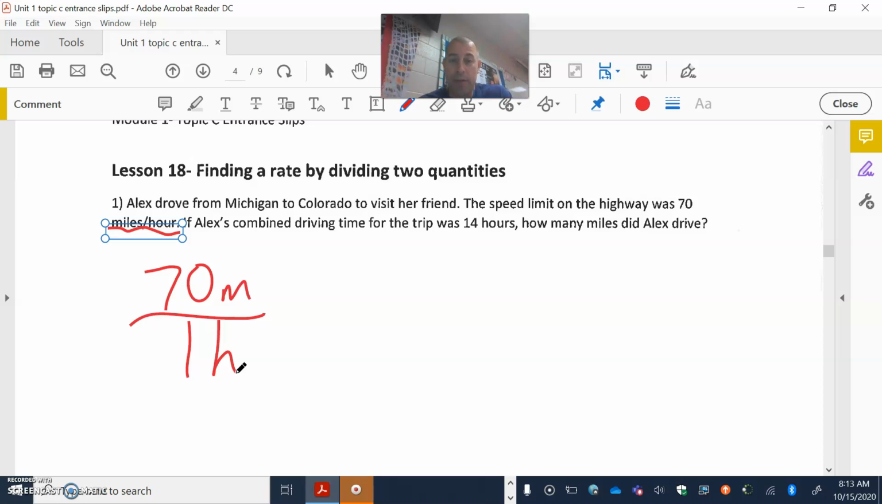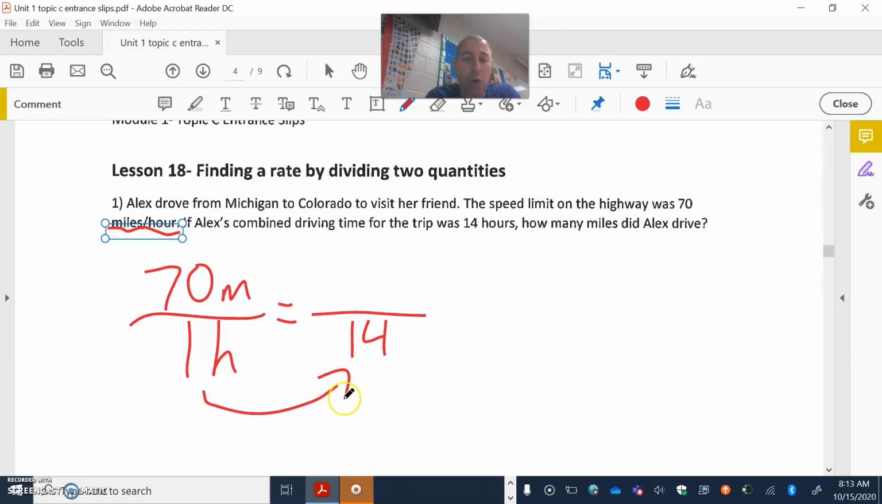Now, let's see what information they give us. Alex's combined driving time for the trip was 14 hours. Okay, 14 hours. So where's your 14 gonna go? Well, hours are in the denominator, so yes, your 14 is gonna go down there. Now, some of you might be thinking, Mr. Savage, do I really need to set up a ratio in this problem? No, you don't. You might be thinking, hey, 70 miles an hour, 14 hours. Aren't I just going to do 70 times 14? And I do that. So if you see that, run with it. Just make sure you write it down.